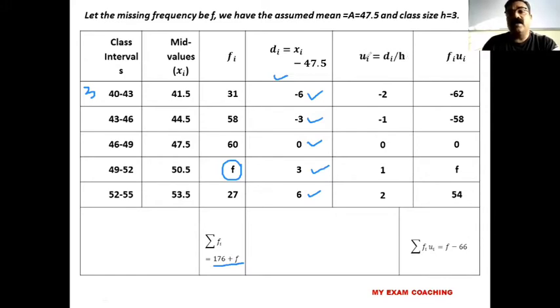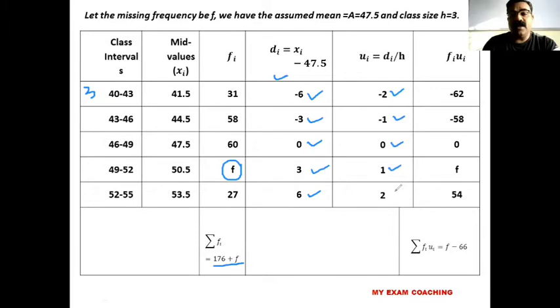So ui is given by ui is equal to di by h. So this column we have to divide by 3. So minus 6 divided by 3, we got minus 2. Minus 3 divided by 3, we got minus 1. 0 divided by 3, we got 0. And 3 divided by 3, we got 1.